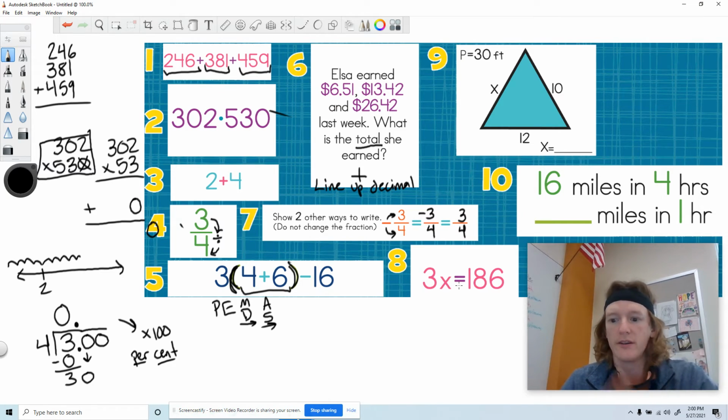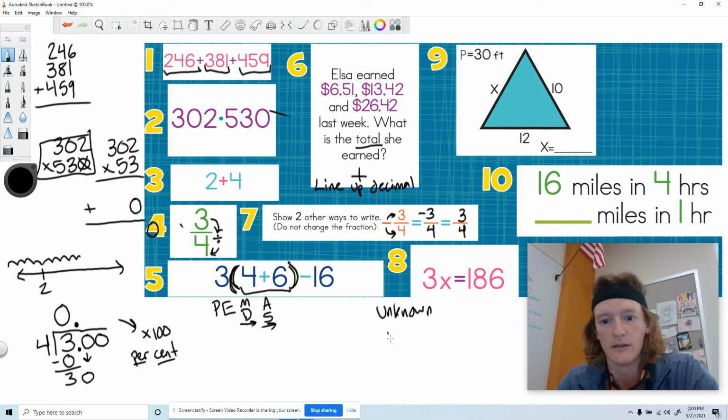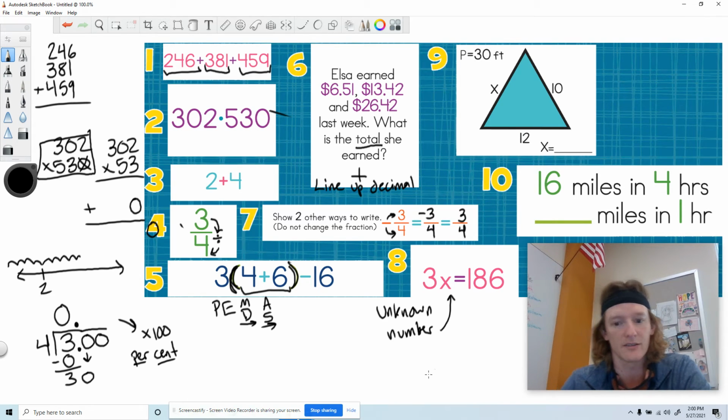Number 8, we have a one-step algebra problem. We have 3 times an unknown number here is equal to 186. We want to find out what this unknown number is. What number do we multiply by 3 to make 186? Well, let's think of an easier problem. 3 times something equals 6. Well, that we actually know, 3 times 2 is 6. What you do is, well, what 6 divided by what number makes 3?